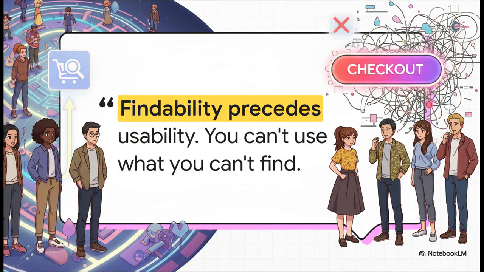And all of this brilliantly illustrates why that structural work is so incredibly vital. As the knowledge management author Peter Morville so famously put it, findability precedes usability. You can't use what you can't find. It really doesn't matter if your checkout button has the most perfect drop shadow and gradient in the world. If your user can't navigate to their cart in the first place, your app has failed.